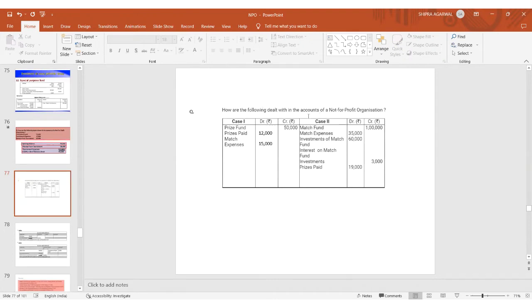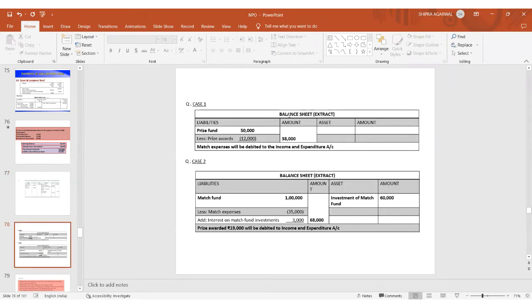How are the following dealt with in the accounts of a not-for-profit organization? Prize fund, prizes paid, match expenses. So one more case is there. These are two different cases. Match fund, match expenses, investment of match fund, interest on match fund investment, and prizes paid.